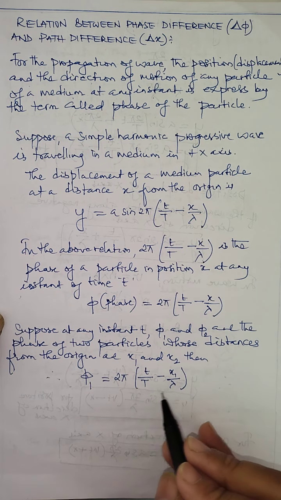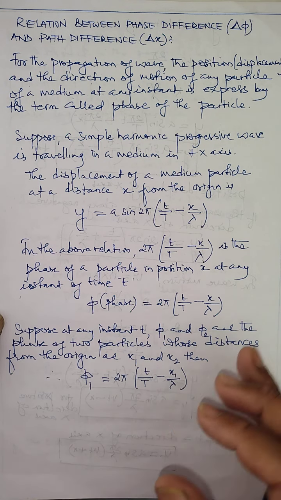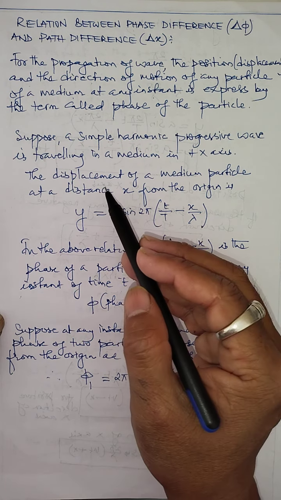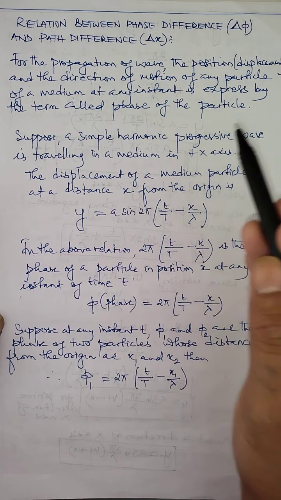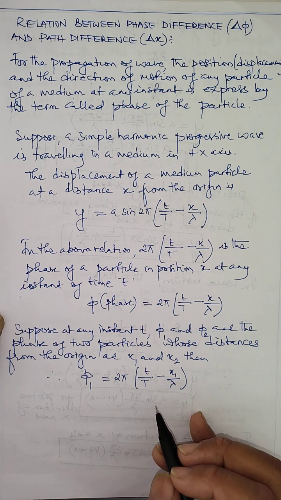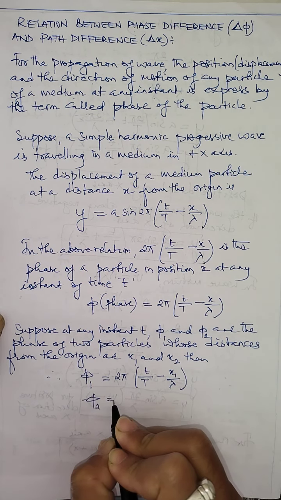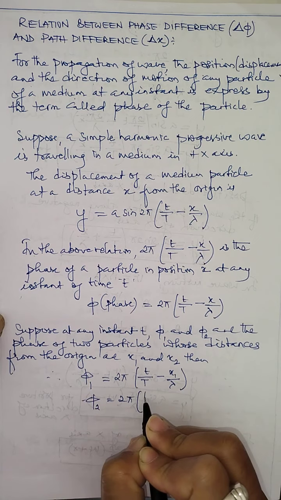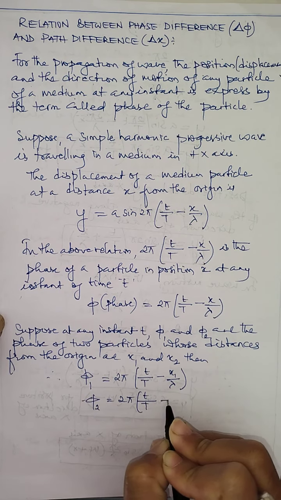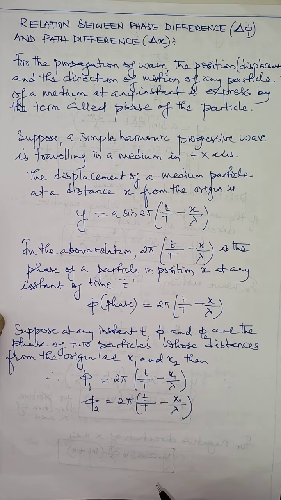The wavelength and the time period are the same for these two particles, because these particles are executing what type of wave motion? A simple harmonic progressive wave. So the time period and the wavelength remain the same. This is the phase of the first particle. Similarly, I write phi 2 equals 2 pi, small t by capital T, minus x2 by lambda. So this is the phase of the second particle.